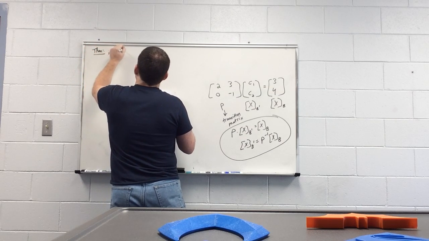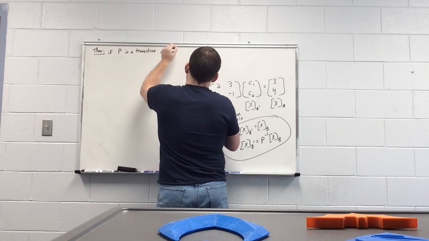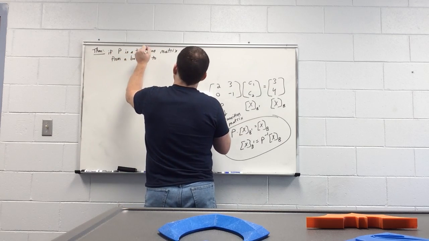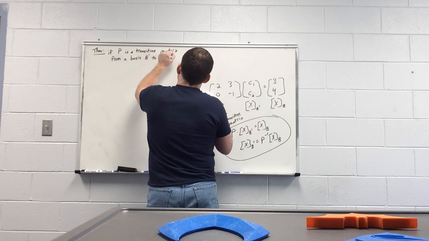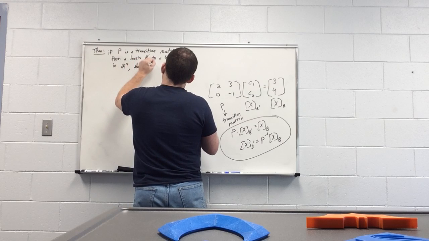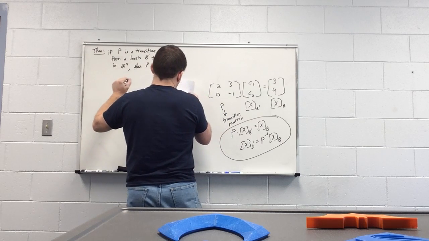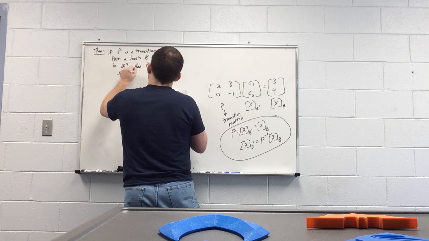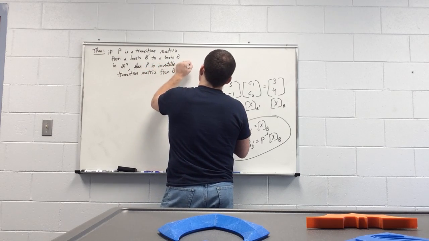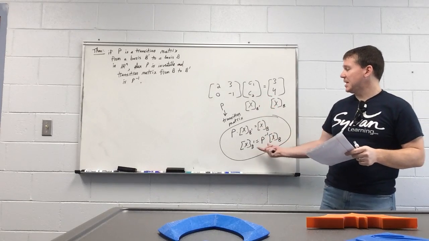But the theorem. If P is a transition matrix from a basis B prime to a basis B in Rn, then P is invertible and the transition matrix from B to B prime is P inverse. But again, all this is saying is what we can see here.